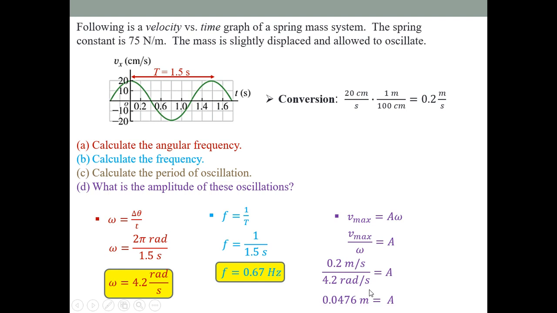All right, so units cancel out, and it leaves us with just an answer of 0.0476 meters as our amplitude. All right, so let's move on to the rest of the problem.